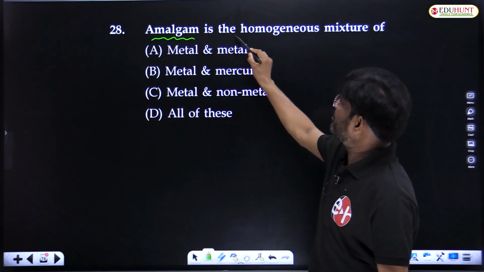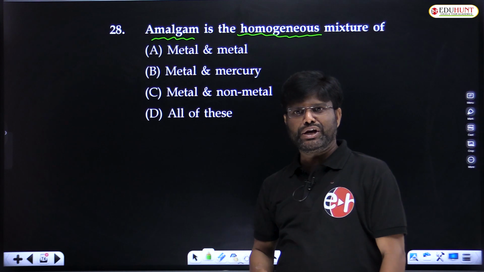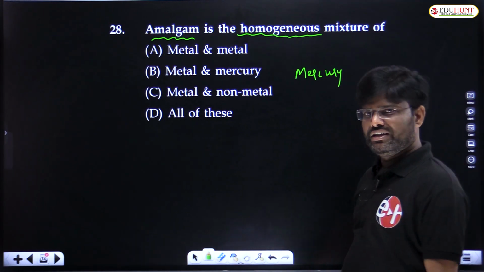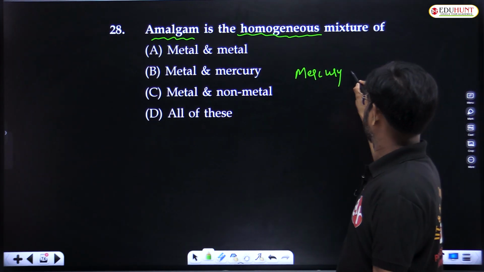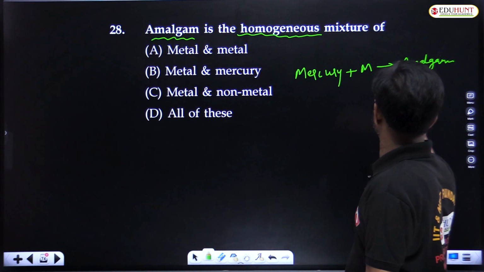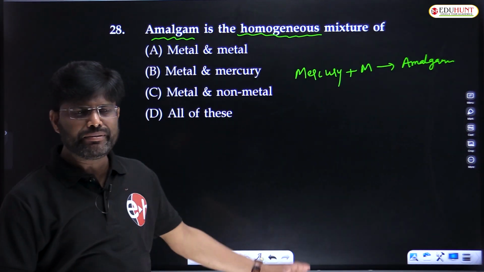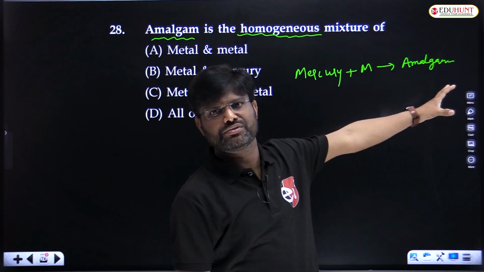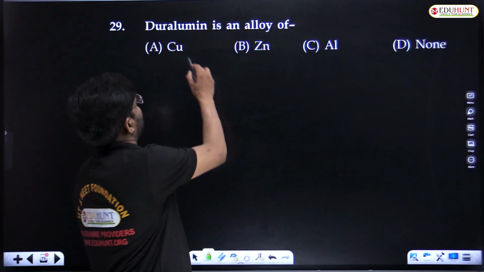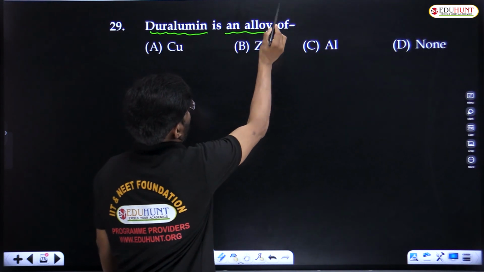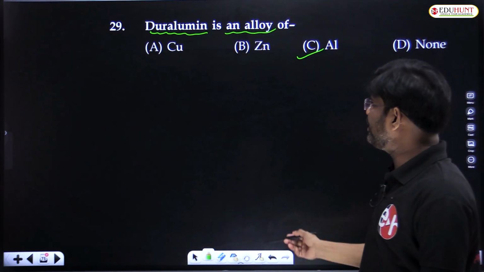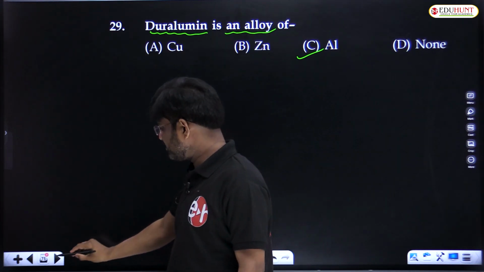Amalgam. See, remember amalgam, how it forms? Mercury reacts with any metal and forms what? Amalgams. So this is question number 28. Duralumin. Duralumin is the alloy of what? Aluminium only. Duralumin is the alloy of aluminium. This is question number 29.